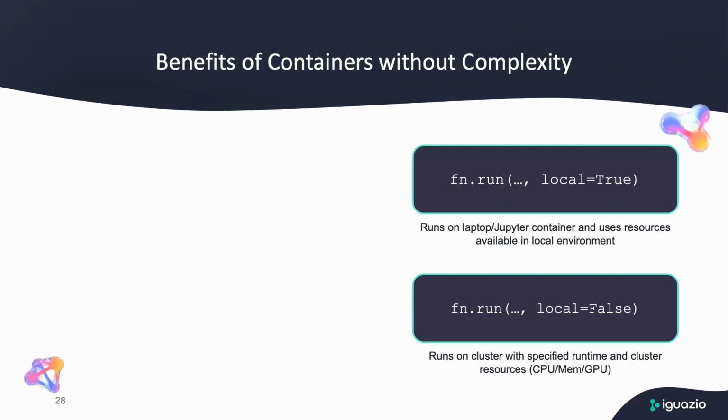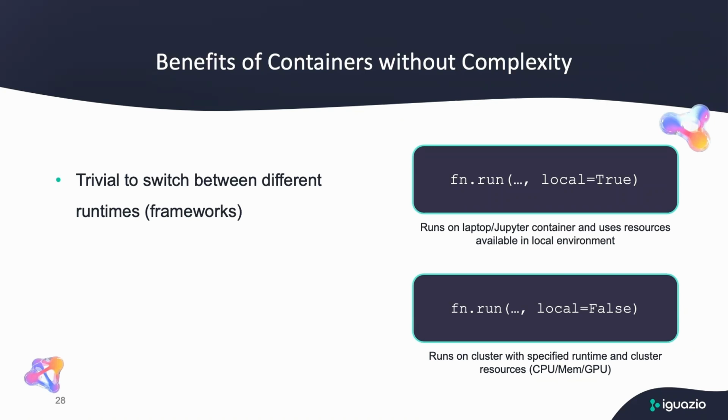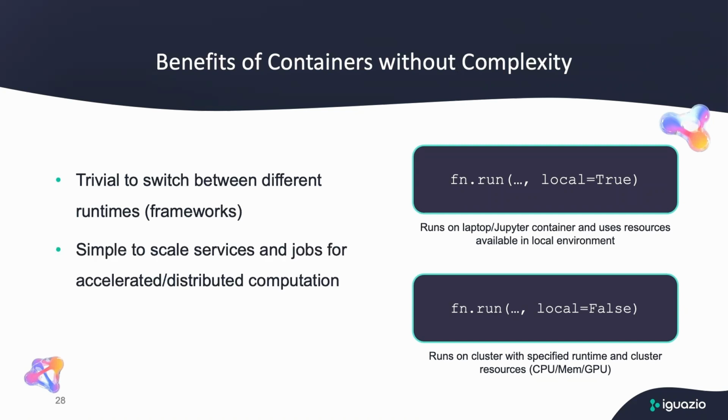data set. So also what this lets us do is it makes it very trivial to switch between different runtimes. For example, Dask versus Spark. Obviously, you will still have to write your Dask or your Spark code. What I mean is the orchestration of those different frameworks is very simple. It also makes it easy to scale services up and down for accelerated and distributed computation. For example, you can specify the number of workers in your Dask cluster using high-level Python syntax.